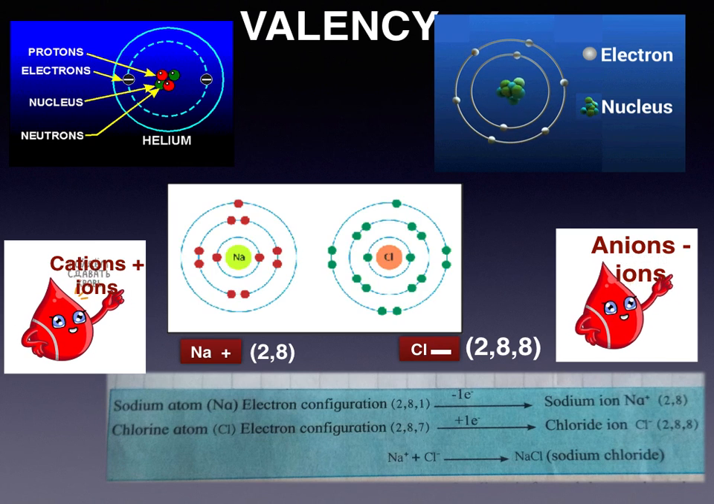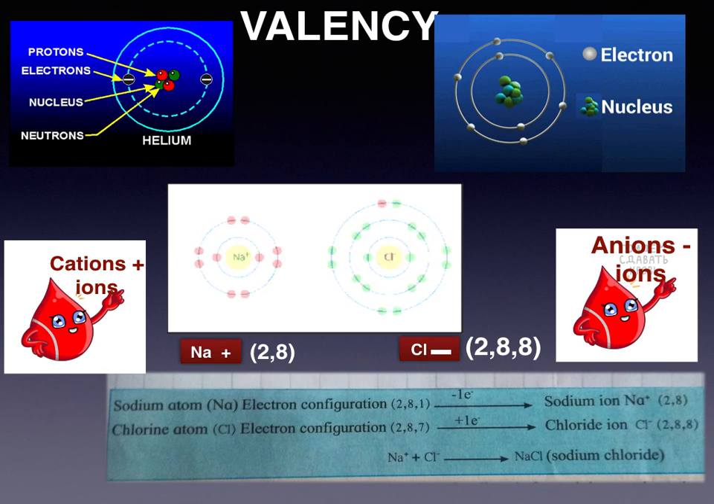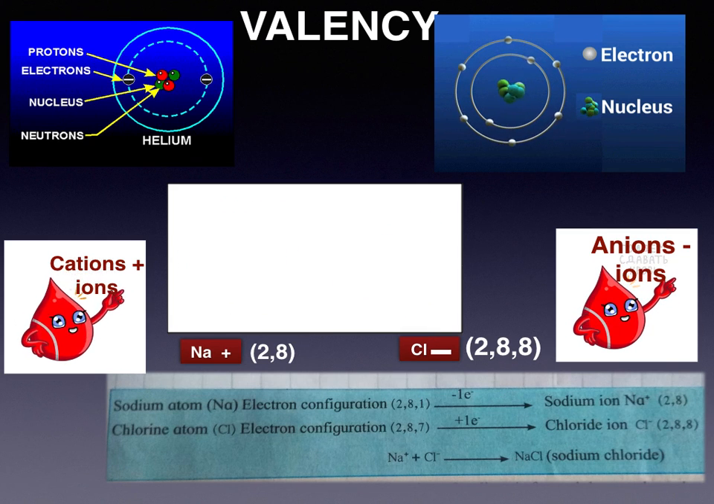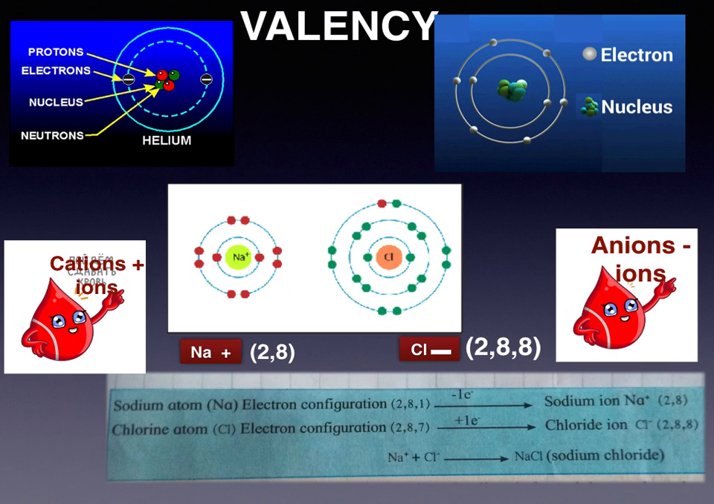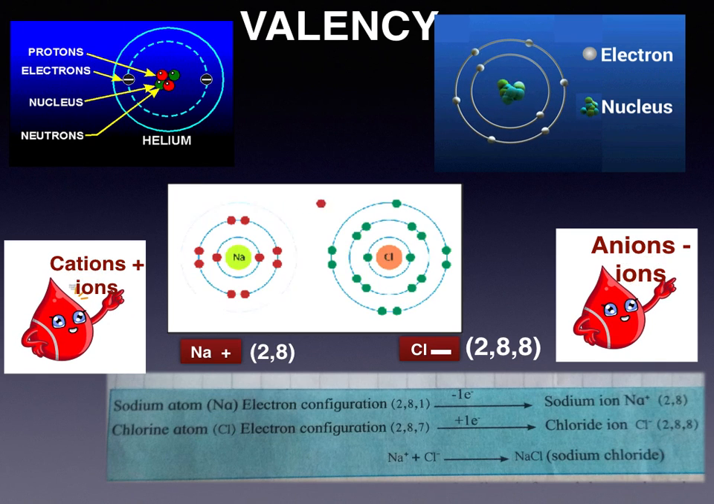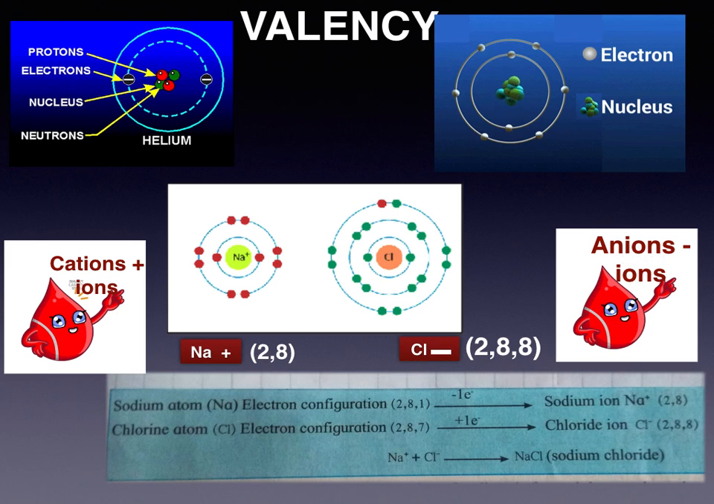So the sodium atom gives away 1 electron and a cation of sodium is formed. Hence, the valency of sodium is 1. So, it gives away 1 electron. Whereas a chlorine atom takes up 1 electron, as you know, it has 7 electrons in the outermost orbit. So, it takes 1 electron and forms an anion, chloride. And thus, the valency of chlorine is also 1.